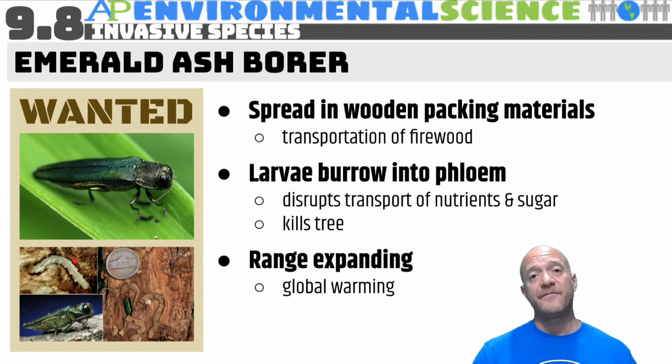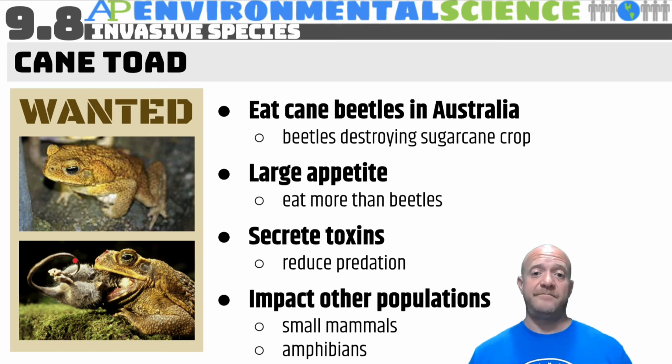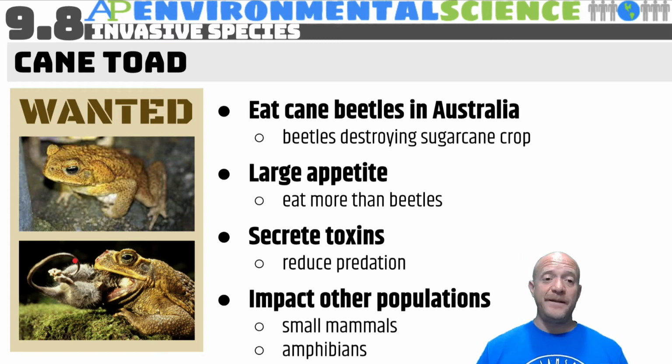The cane toad, they're bad. They're also poisonous. Cane toads were brought into Australia to eat cane beetles because the beetles were destroying the sugarcane crop. However, the cane toad didn't just eat the beetles, they ate pretty much whatever they could eat. This one is eating a mouse or some rodent. They had a huge appetite. Another problem is they don't really have predators because they secrete toxins.